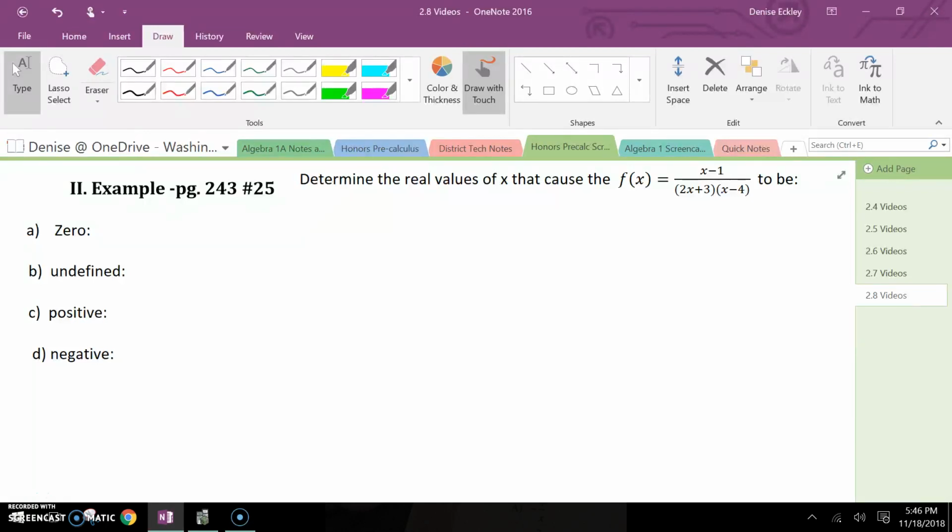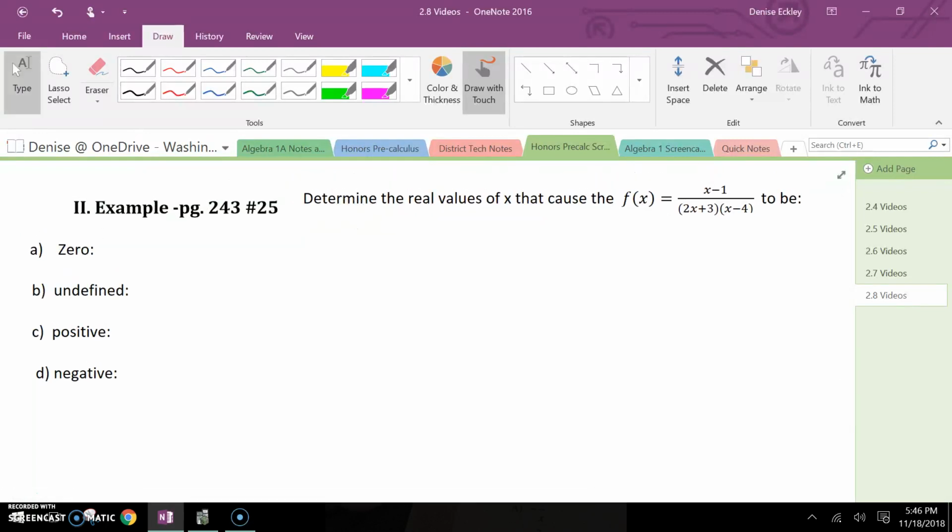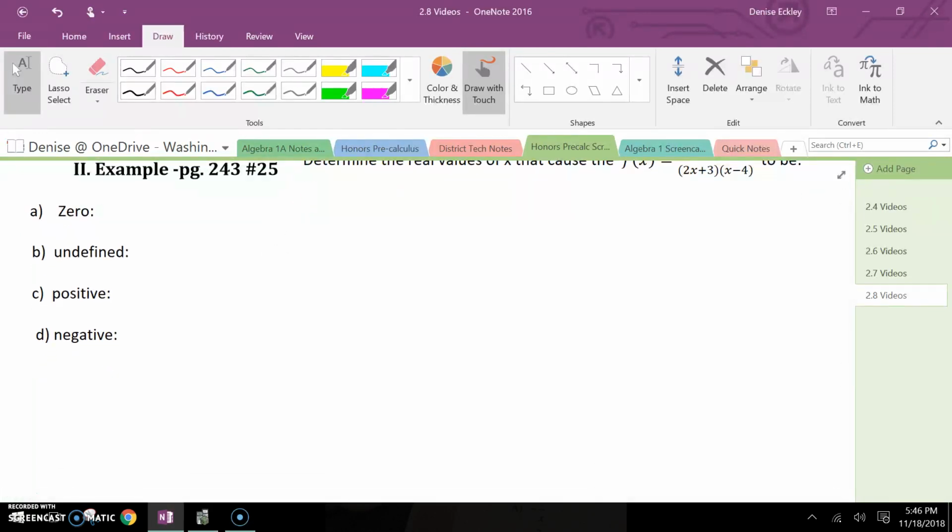So to start with any rational expression, we find the zeros and the undefined values, similarly to what we did with the polynomials, finding the zeros first. So we find the zeros in the numerator. They're in the numerator. The undefined values are in the denominator.